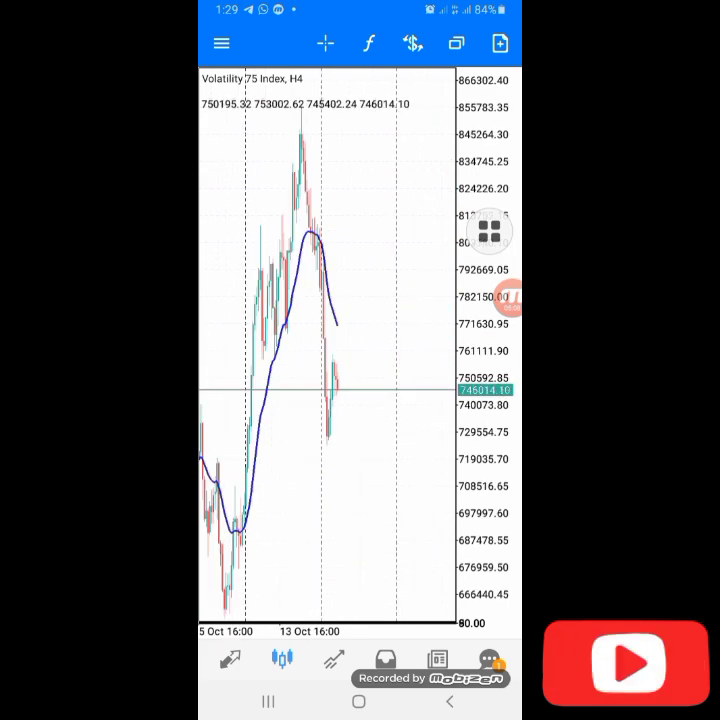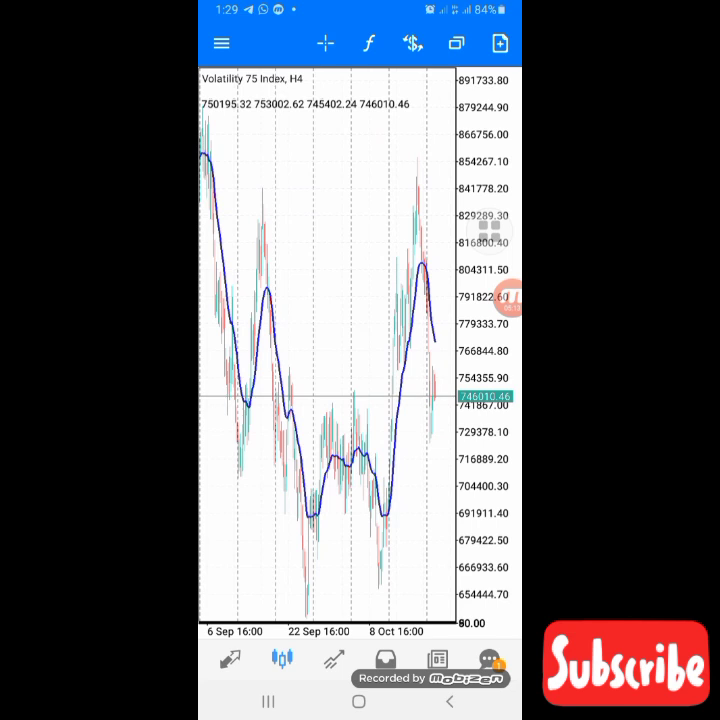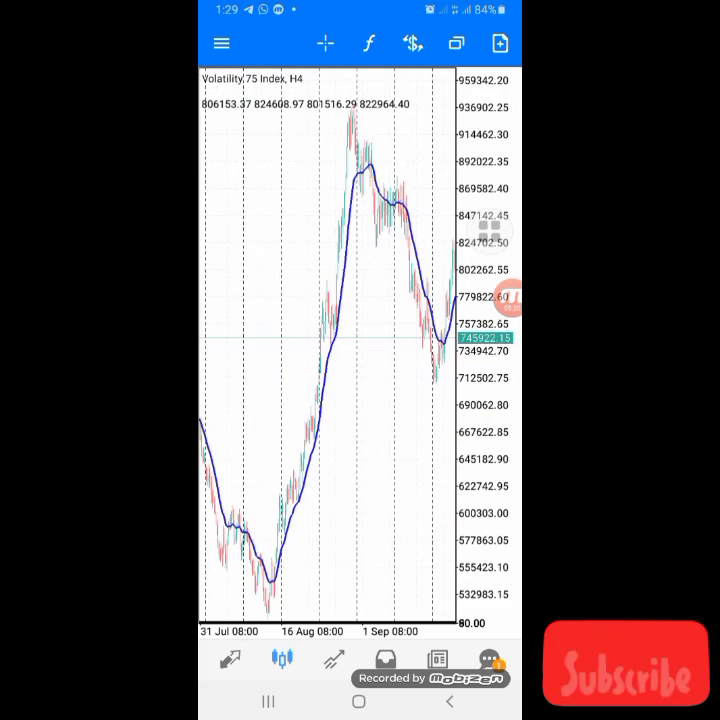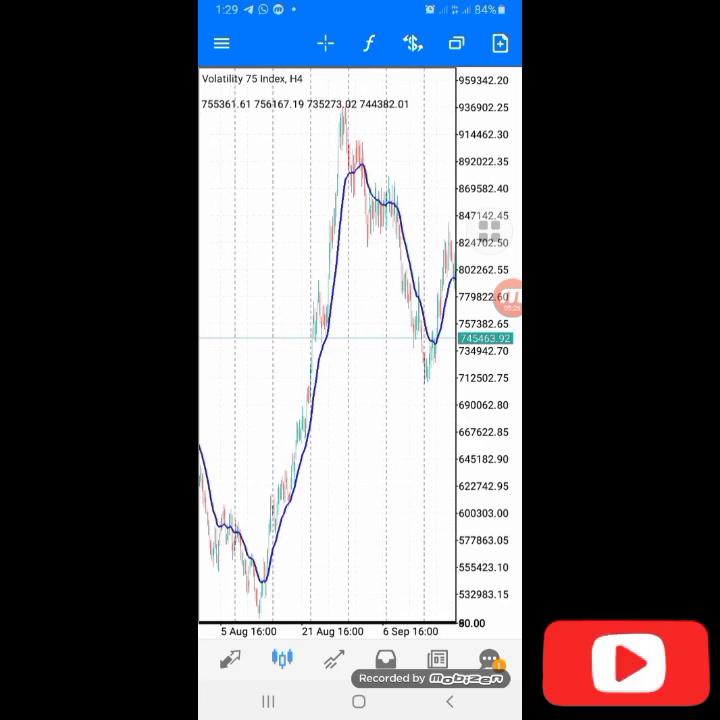Okay, this is the 4-hour time frame. So let me zoom in so I can see the chart well, because this is on my portrait view. I cannot actually make it so wide so I can see well. I just want you to understand how these things work. Okay, let me zoom out a bit.